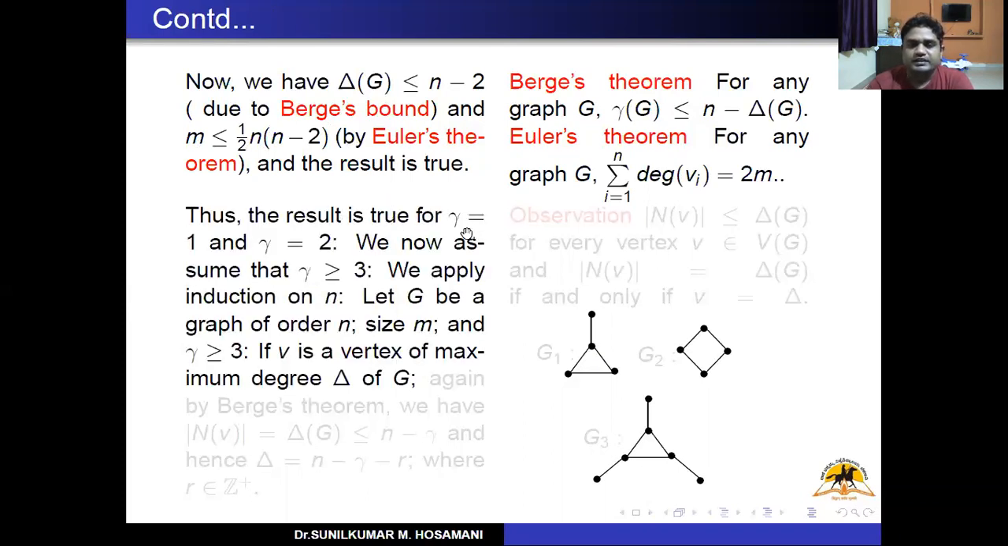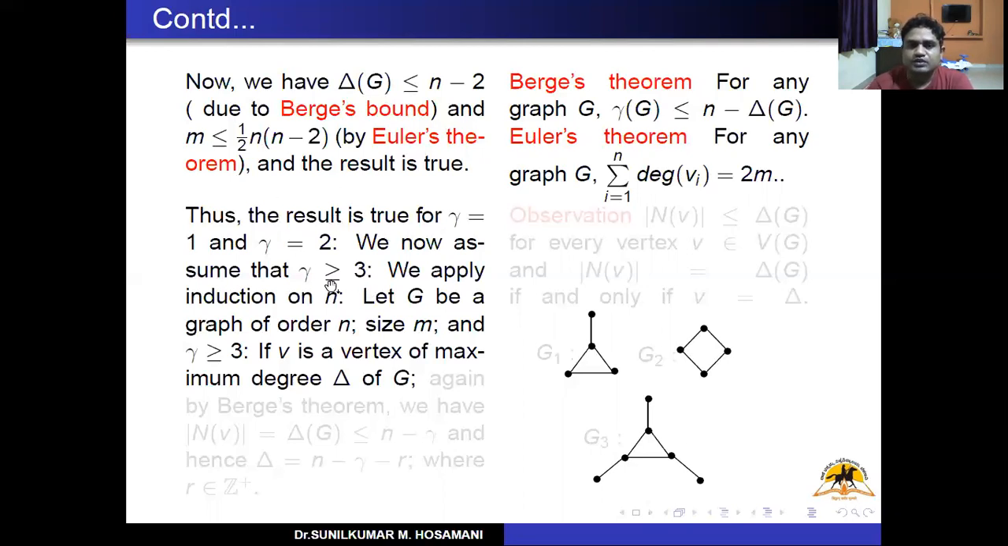Now you can see that the result is true for domination number equal to 1 and domination number equal to 2, because the maximum number of edges in any graph is n(n minus 1)/2, or n choose 2. For domination number equal to 1 and equal to 2, the number of edges is less than or equal to n choose 2. Because of that reason, this result is true.